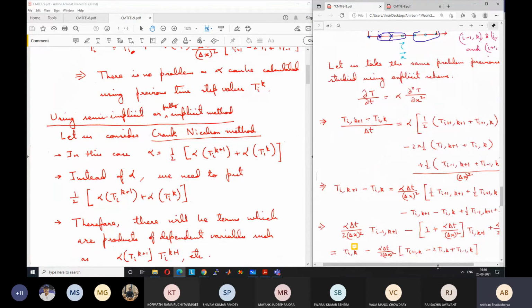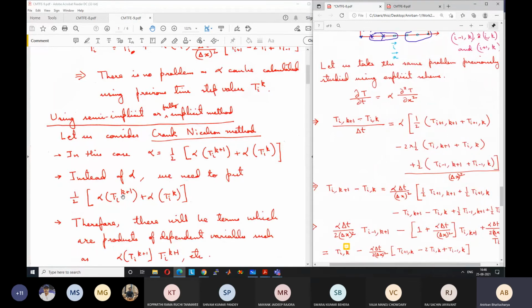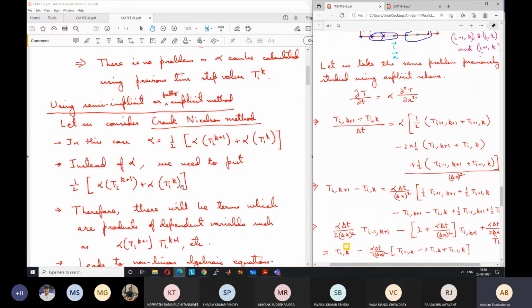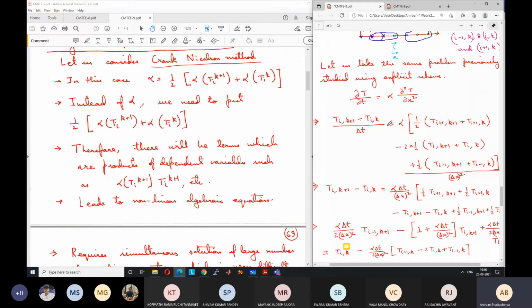Wherever there is alpha, we need to put this now instead of constant alpha. We will put half alpha at t_i^(k+1) plus alpha at t_i^k. Okay. So now what will happen?